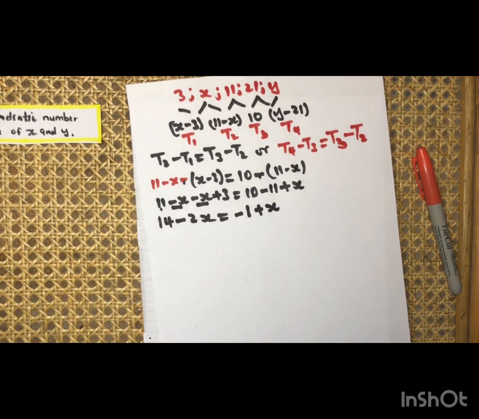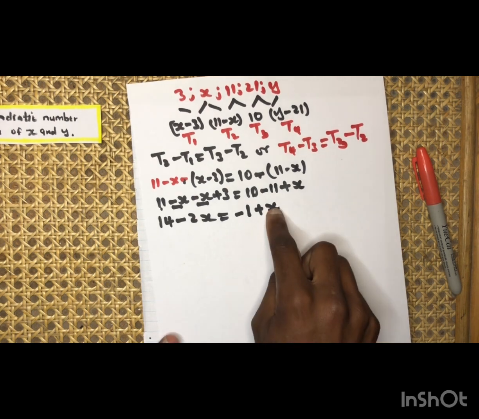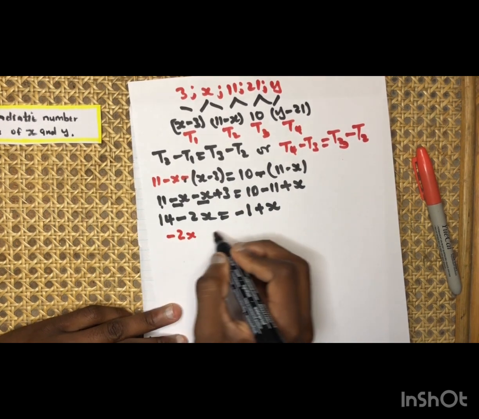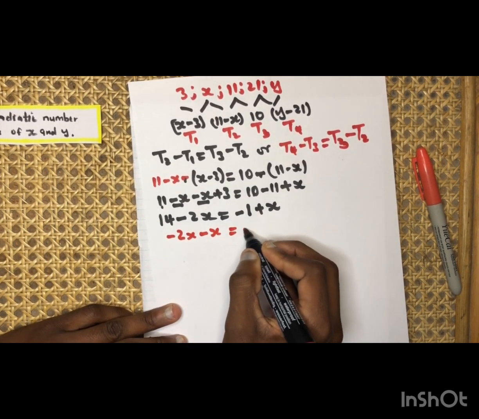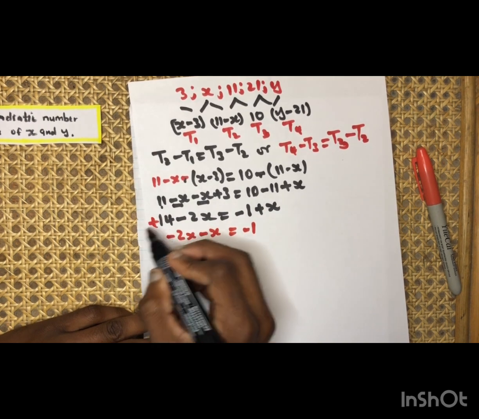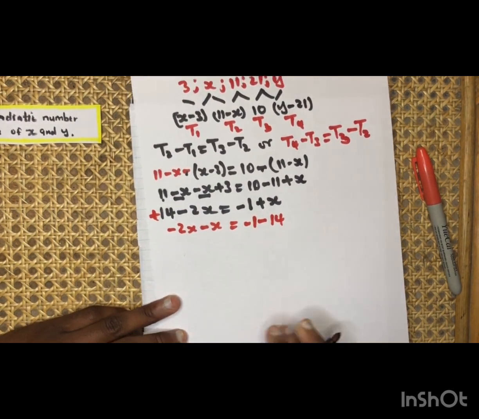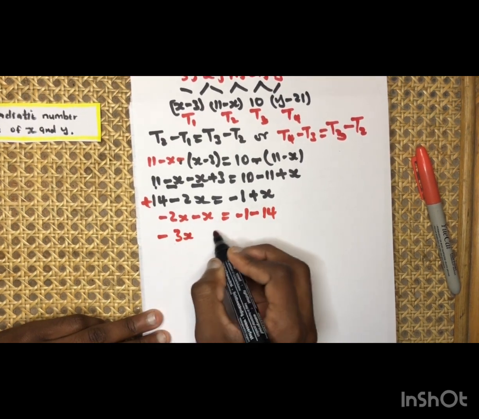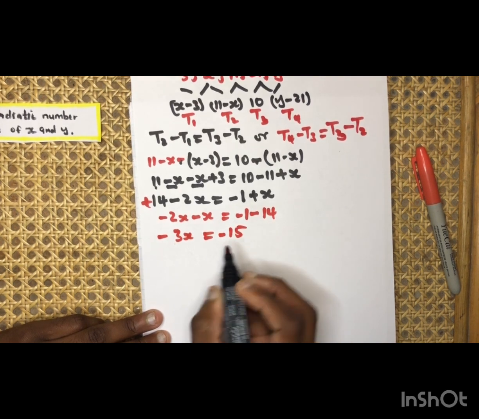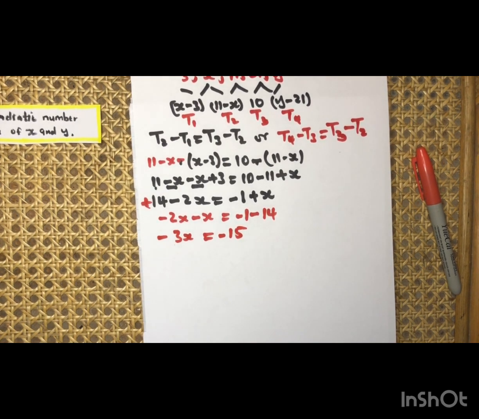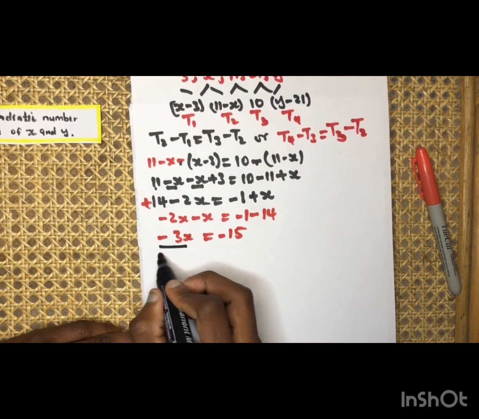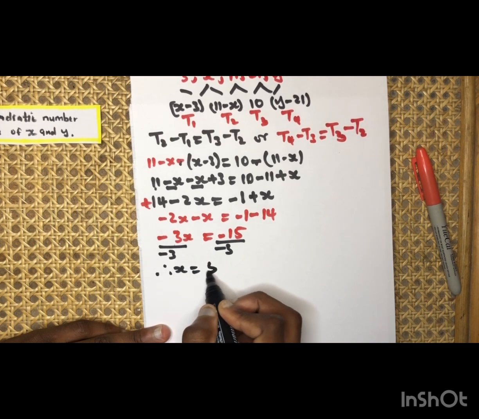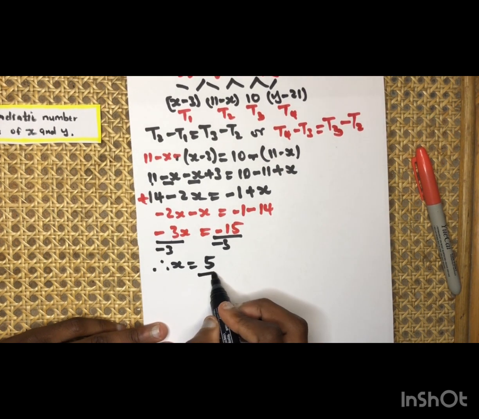Then we collect the like terms, guys. I'm going to take all x's to this side. So I'm going to have negative 2x minus x. Then I have negative 1. If I transpose positive 14 to that side, the sign is going to change to minus 14. So negative 2x minus x will give us negative 3x equals negative 15. What must I do now? I have to divide by minus 3 throughout. So therefore your x is going to be 5. Understand?